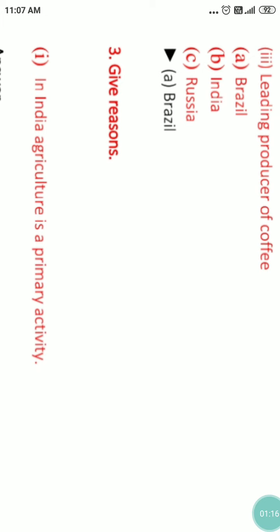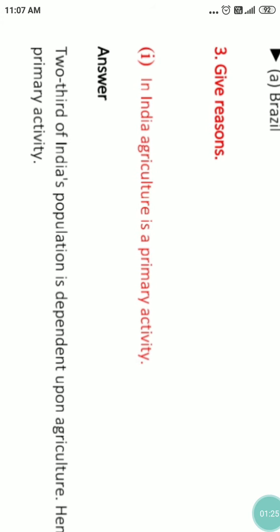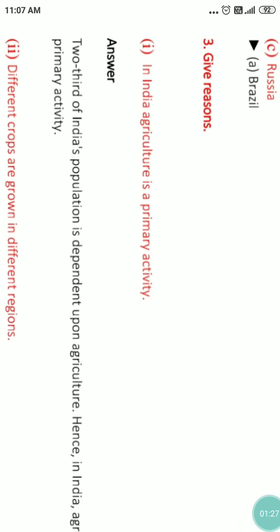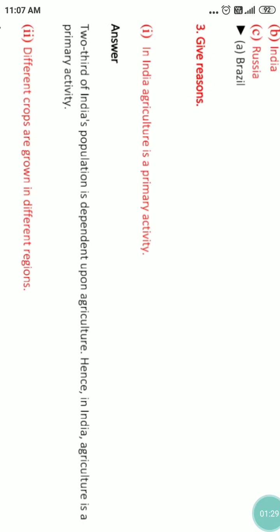Now we are discussing give the reason. India agriculture is primary activity. Give one reason. We are discussing this reason: two-thirds of the Indian population is dependent upon agriculture. Hence, in India, agriculture is the primary activity. After the independence of India in 1947, the population mainly depended on the agriculture sector.